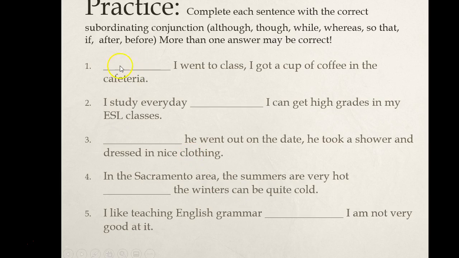Okay, so the first sentence, you're probably going to want to use a subordinating conjunction that shows a time relationship. Like, before I went to class, I got a cup of coffee in the cafeteria. Or maybe you might say, after I went to class, I got a cup of coffee in the cafeteria.